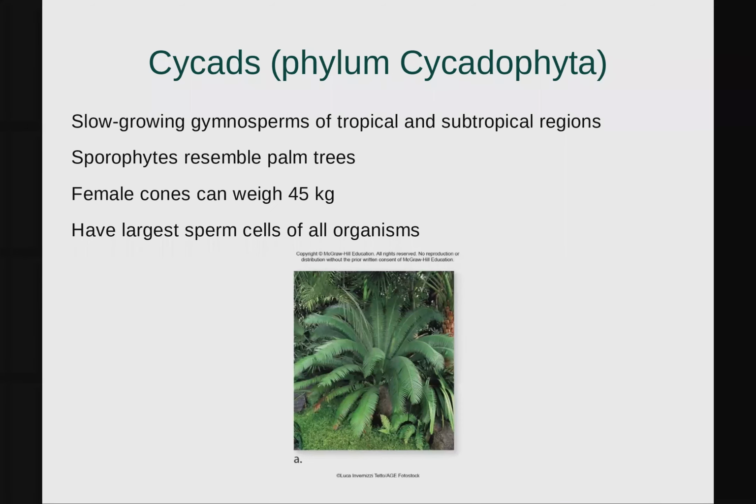Now this leads us to our next group of seedless plants, but non-flowering seedless plants, the cycads or the phylum Cycadophyta. Now these are very slow-growing gymnosperms found in tropical and subtropical regions. Now their sporophytes actually resemble palm trees. Palm trees are fun. And the female cones, surprisingly, can weigh upwards of 100 pounds or about 45 kilograms. And they actually have the largest sperm cells of all known.